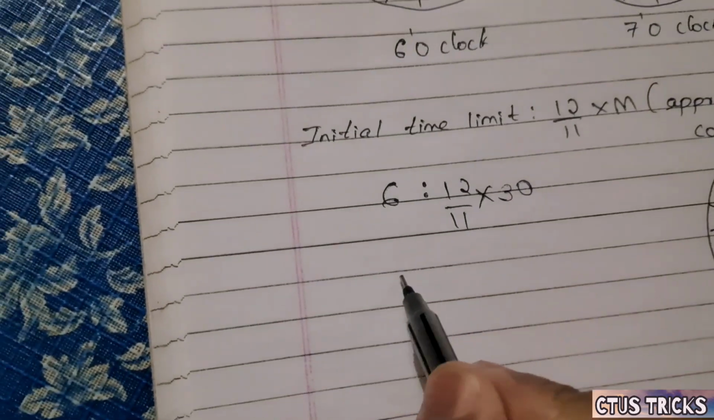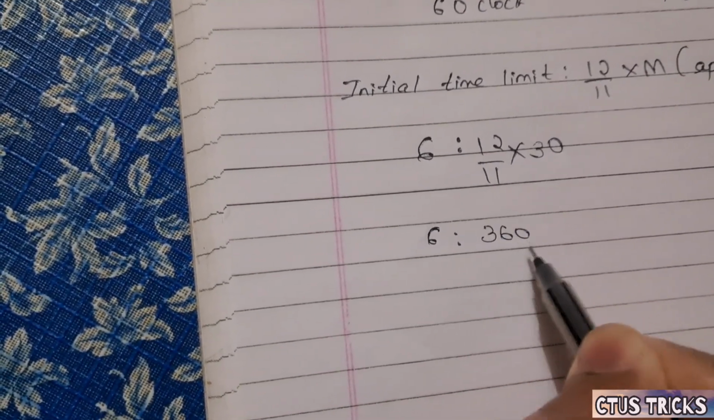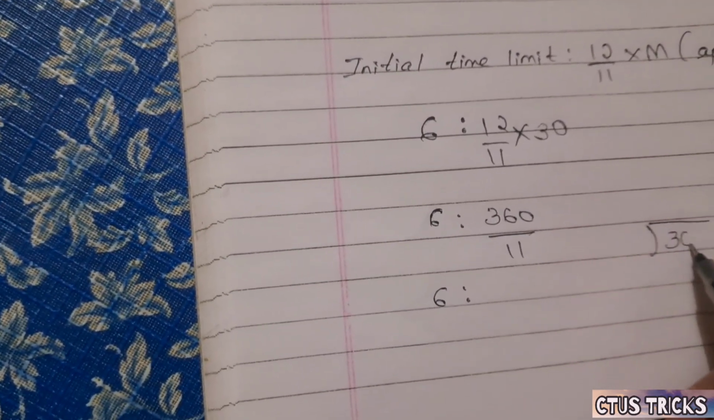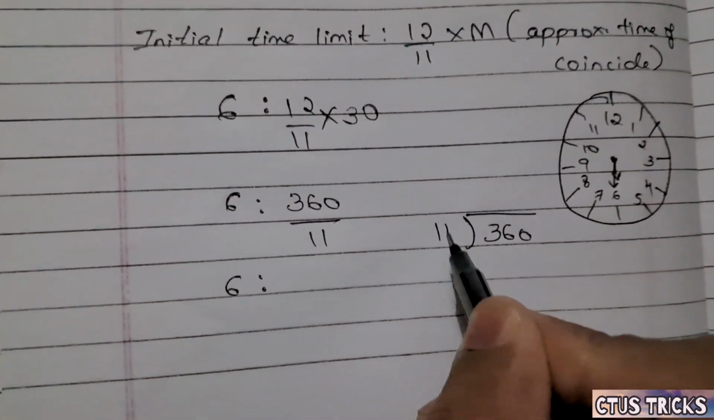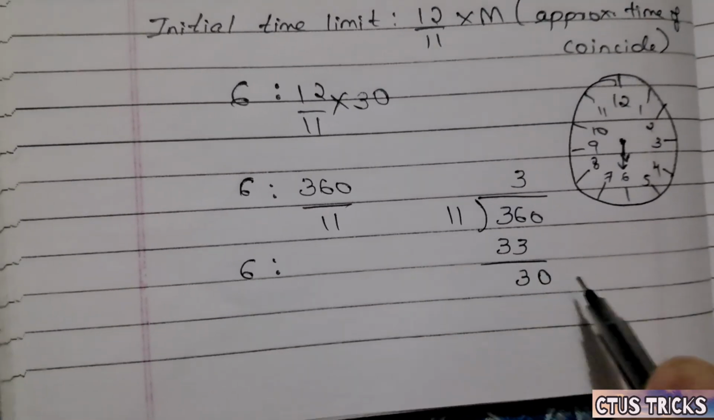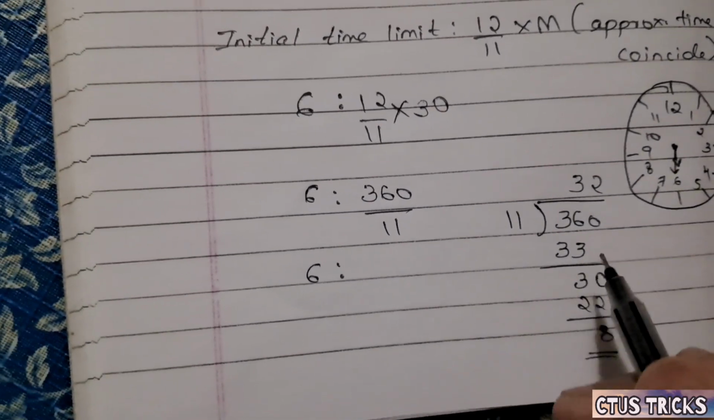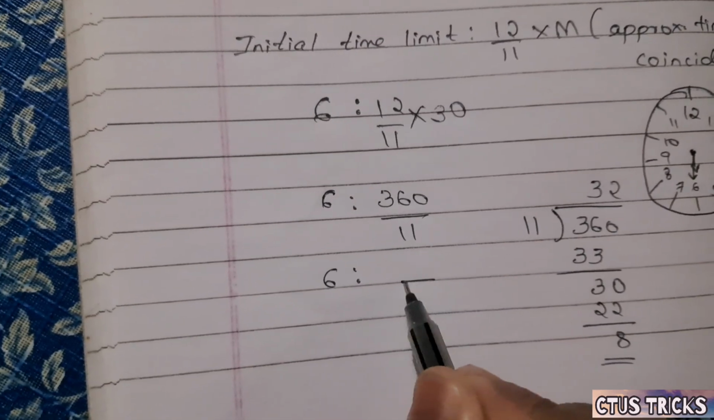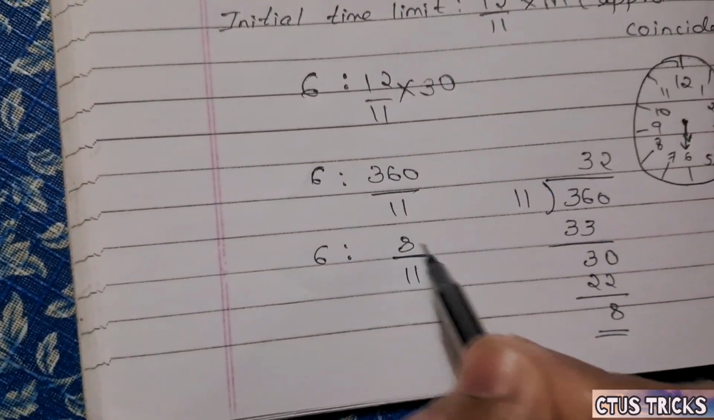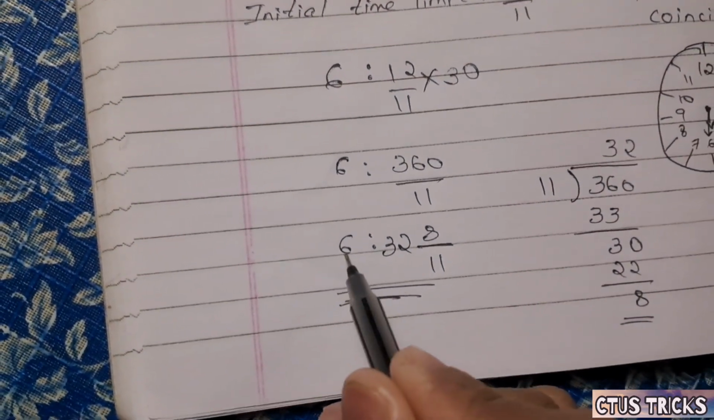So now you have to calculate here. Left hand side it is 6 only. Right hand side 12 into 30, it is 360 divided by 11. So let's calculate 360 by 11. 11 3s are 33. Then 3 remaining. 11 2s are 22. So remaining is 8. So using a mixed fraction we can write it as: the denominator is the divisor, that is 11, the numerator is the remainder, and on the left side of this fraction, that is 32. So the time is 6:32 8 by 11.